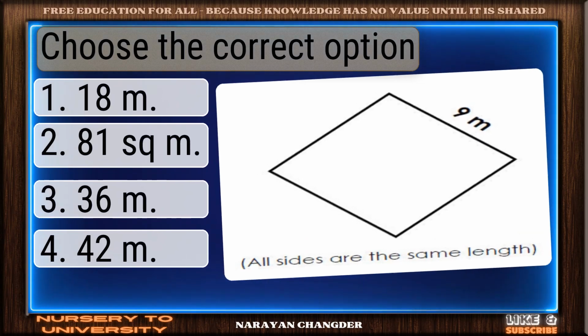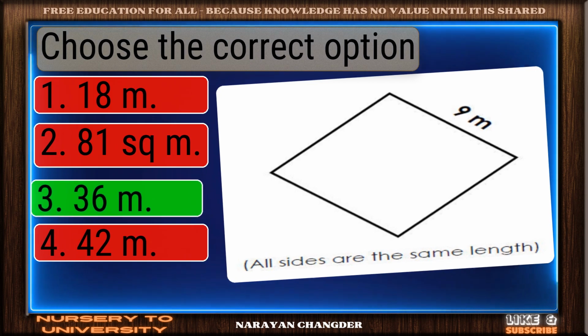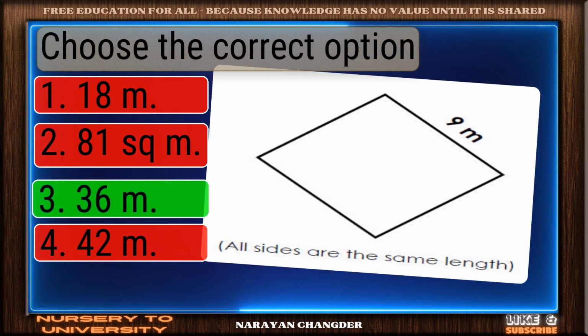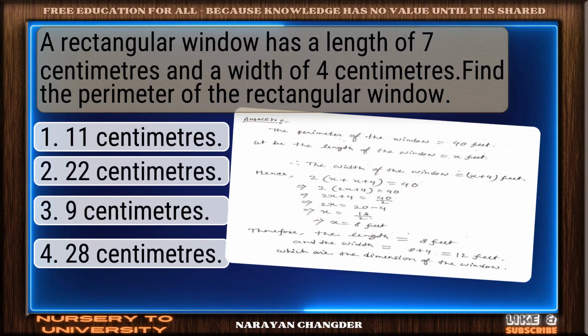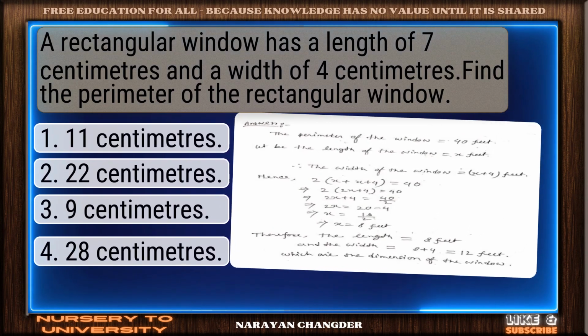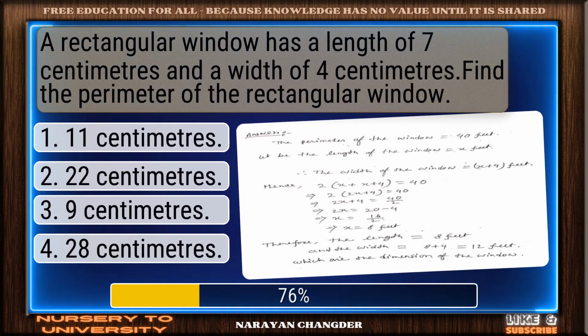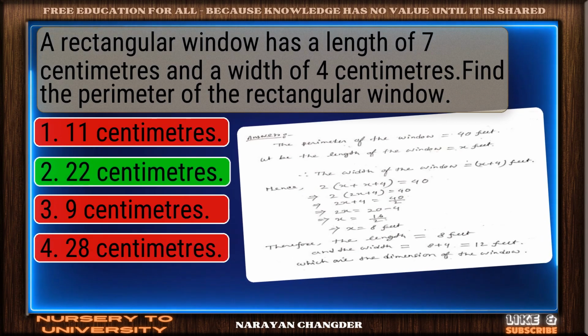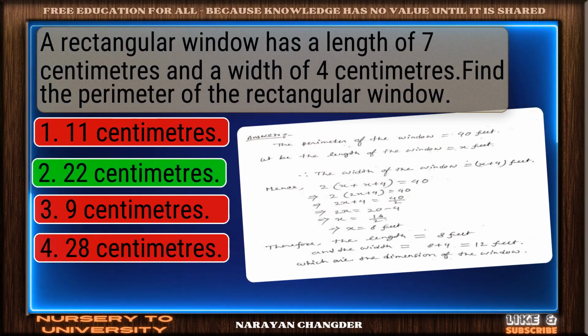Choose the correct option. Nice selection. 36 m is the correct and valid answer. A rectangular window has a length of 7 centimeters and a width of 4 centimeters. Find the perimeter of the rectangular window. You're right. 22 centimeters is the correct answer.